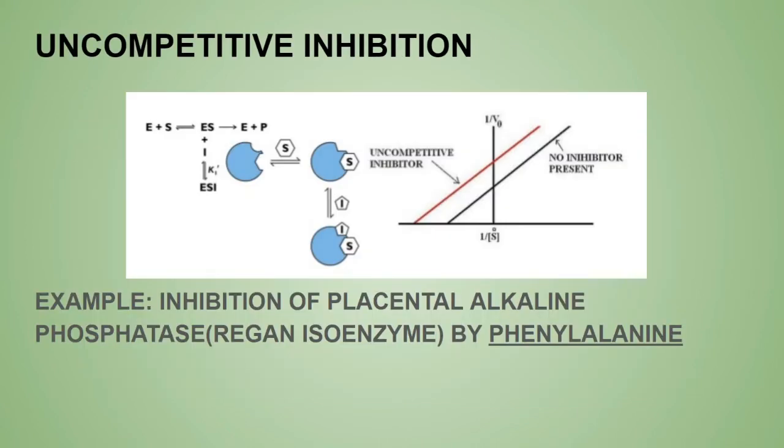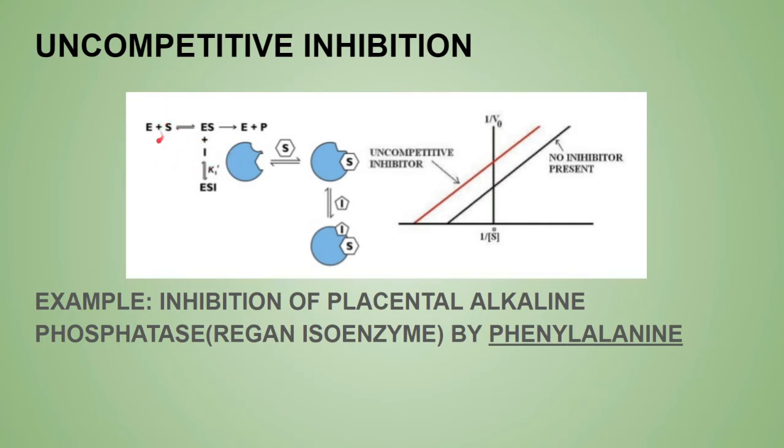Now the uncompetitive inhibition. What happens here is the inhibitor does not have an affinity for binding with the free enzyme. As you can see, E and ES, right? The inhibitor won't be binding with the free enzyme. So what happens? The inhibitor binds to the enzyme-substrate complex but not to the free enzyme. And so in such cases both Vmax and Km are decreased. Inhibition of placental alkaline phosphatase Regan isoenzyme by phenylalanine is an example of uncompetitive inhibition.